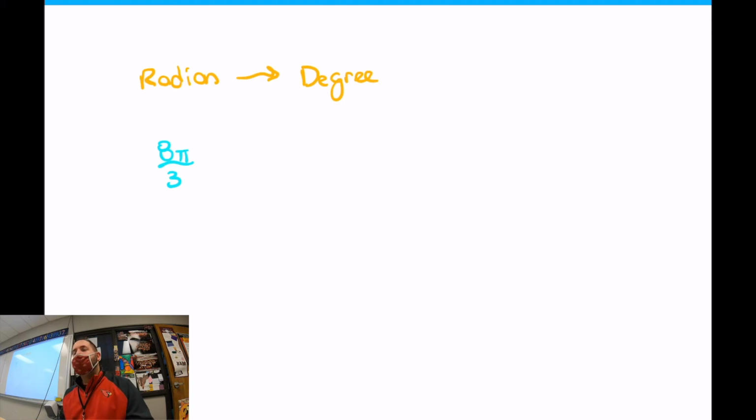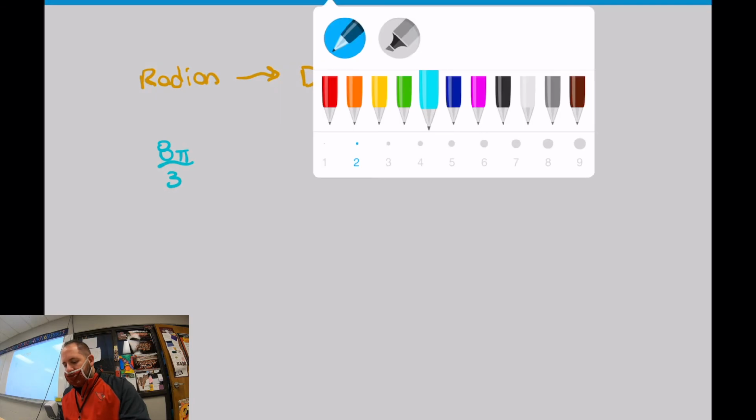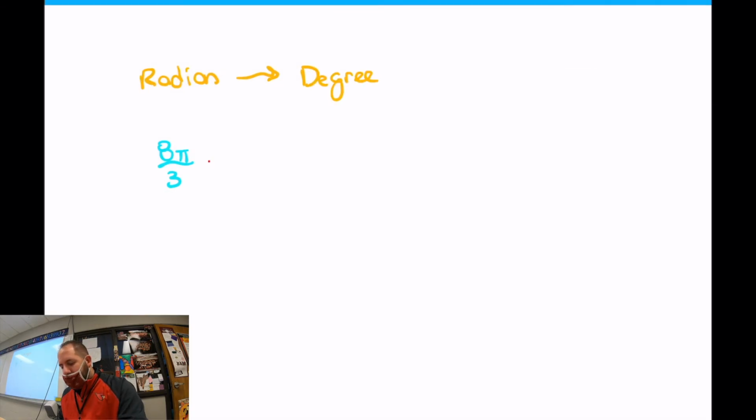So 8 pi over 3. I'm going to convert this to degrees. So how do you do this? You multiply by 180 over pi. Now, how do I know that that's what I do and not the other way around?